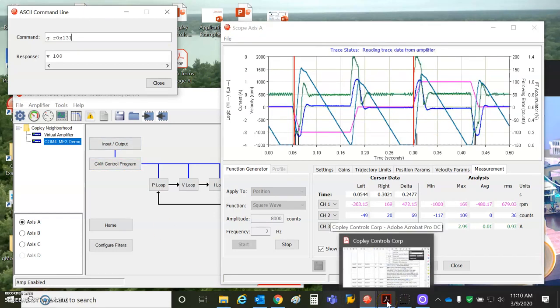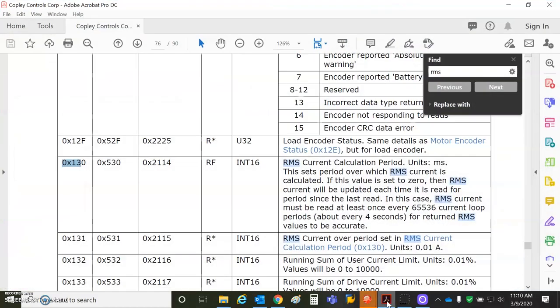So we'll just take a quick peek at the parameter in the drive that's related to the RMS current, 0x131. The current period set in RMS in units of 10 milliamps or 0.01 amps. And you can read this over and over again. As long as you read it less than every 4 seconds, you'll get a pretty accurate reading. You can also set the period at which you want to read it.